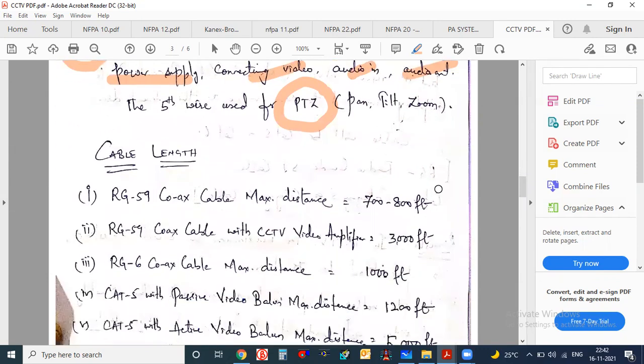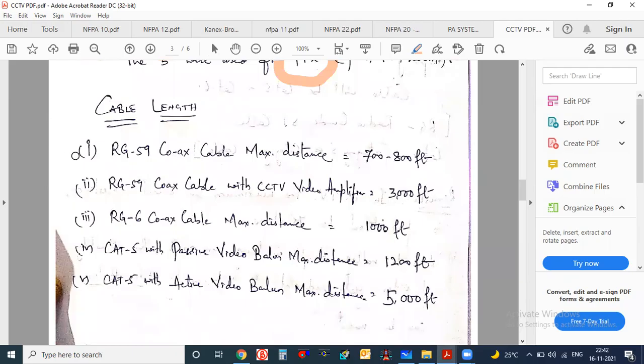And here they have given the maximum cable lengths. If you are going with RG59, the maximum cable length is 7. That means up to 800 feet you can connect with one system, CCTV. 240 meters, 240 meters, right? Yeah, 240 meters. If you are going with the video amplifiers, you can connect up to 3000 feet or 1000 meters normally. Where is this video amplifier? Inside the digital video recorder, DVR?